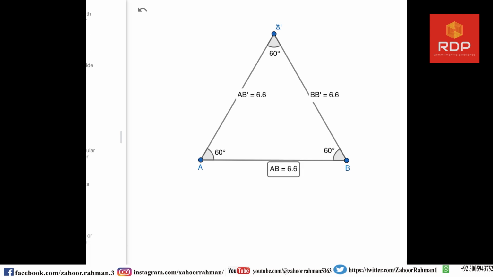can see that this is 6.6 and this is also 6.6. So it is an acute angle triangle because all the angles are acute. It is an equilateral triangle on the basis of sides, and on the basis of angles it is an acute angle triangle. Okay, ladies and gentlemen, that's it for part number C.